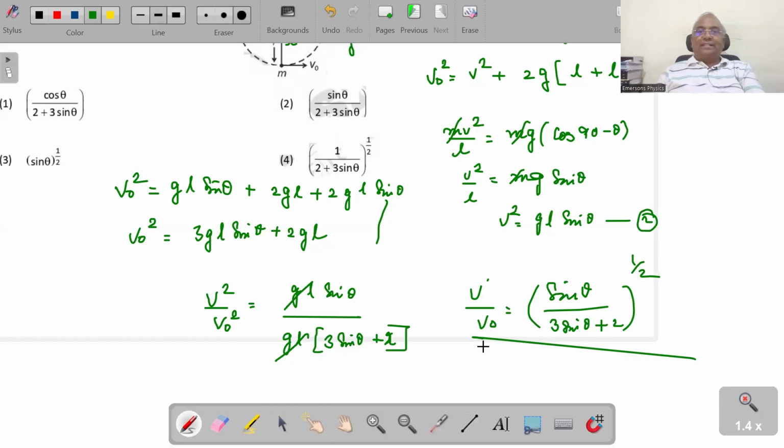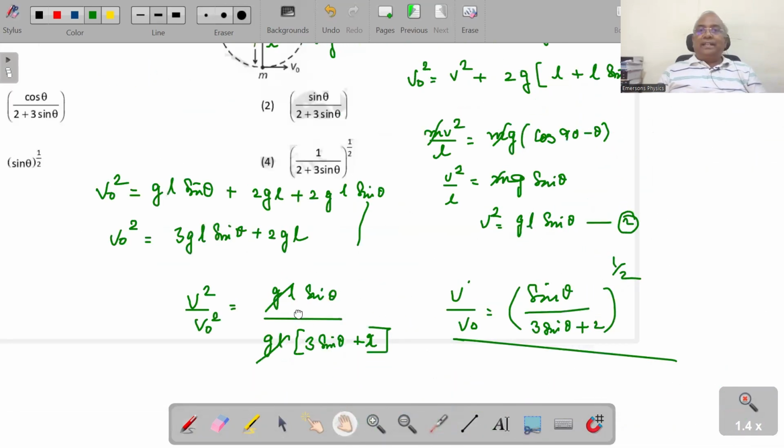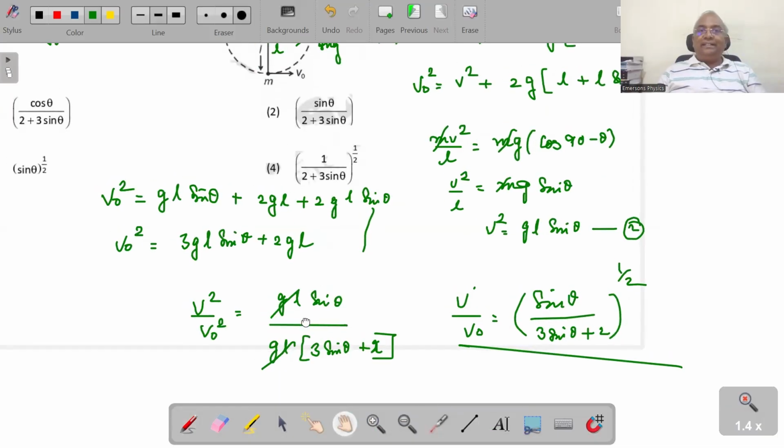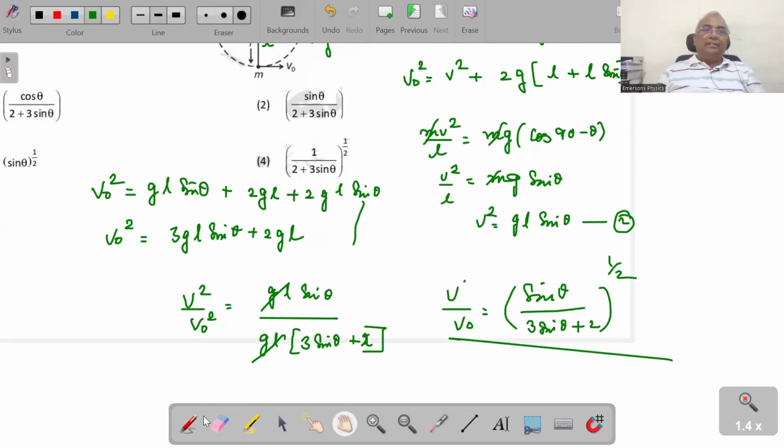So the answer is sin theta divided by 3 sin theta plus 2. Option 4 is correct. No, answer 2: sin theta divided by 3 sin theta plus 2. So answer 2 is the correct answer.